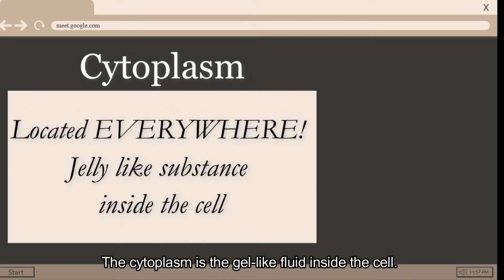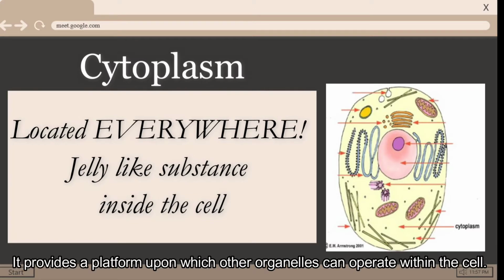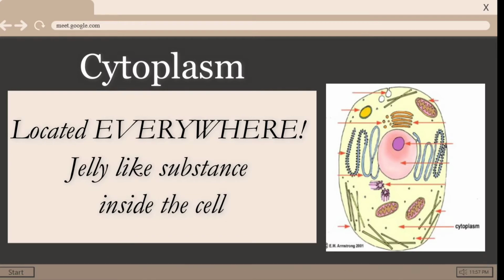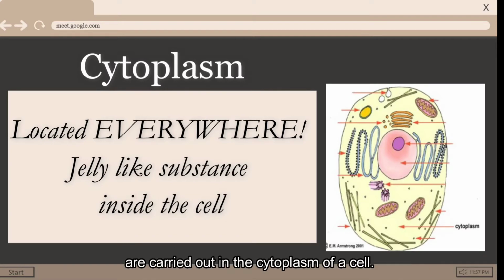The cytoplasm is the gel-like fluid inside the cell. It is the medium for chemical reactions. It provides a platform upon which other organelles can operate within the cell. All the functions for cell expansion, growth, and replication are carried out in the cytoplasm of a cell.